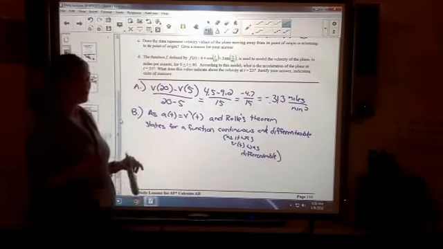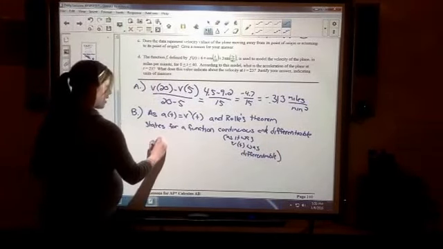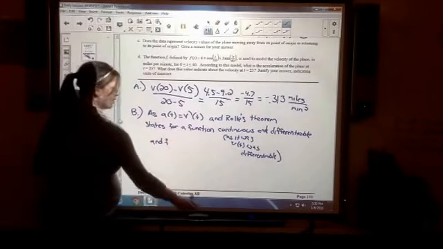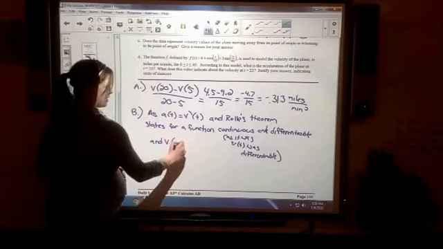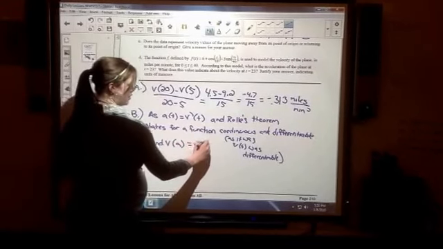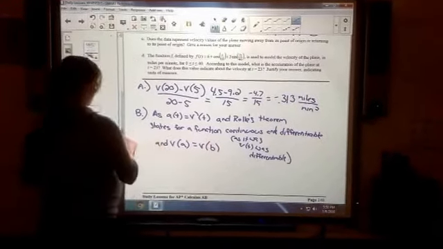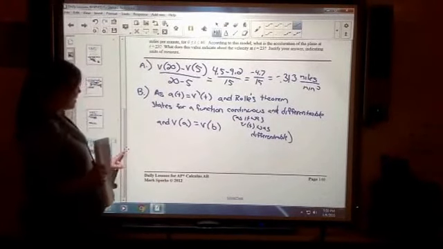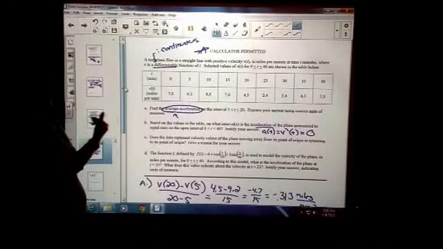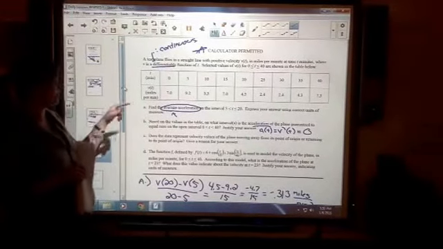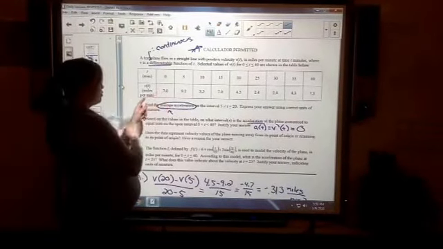So it's continuous and differentiable, and f of a equals f of b. But in this case, I'm going to say v of a equals v of b. But I want to be even more specific with that. So I'm going to go through and see, when does that actually happen? When is v of a equal to v of b? So I'm going to go through and I'm going to check.